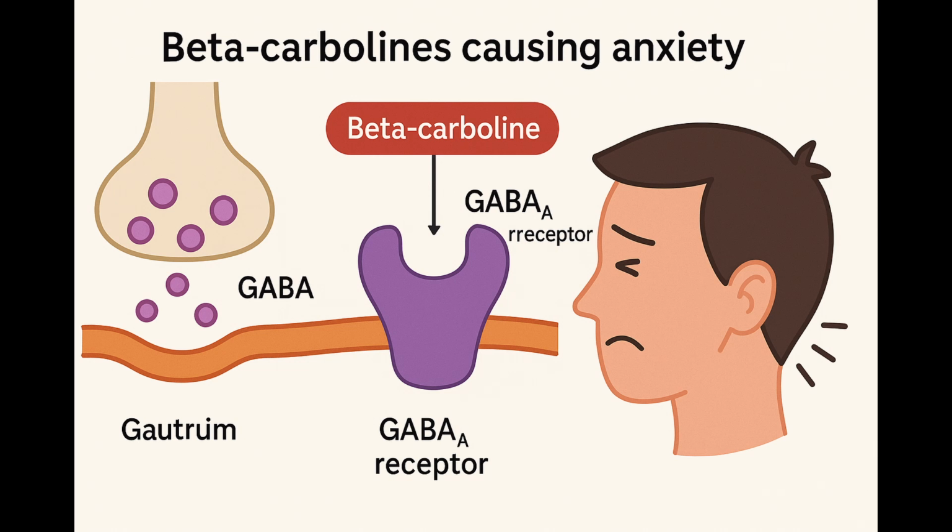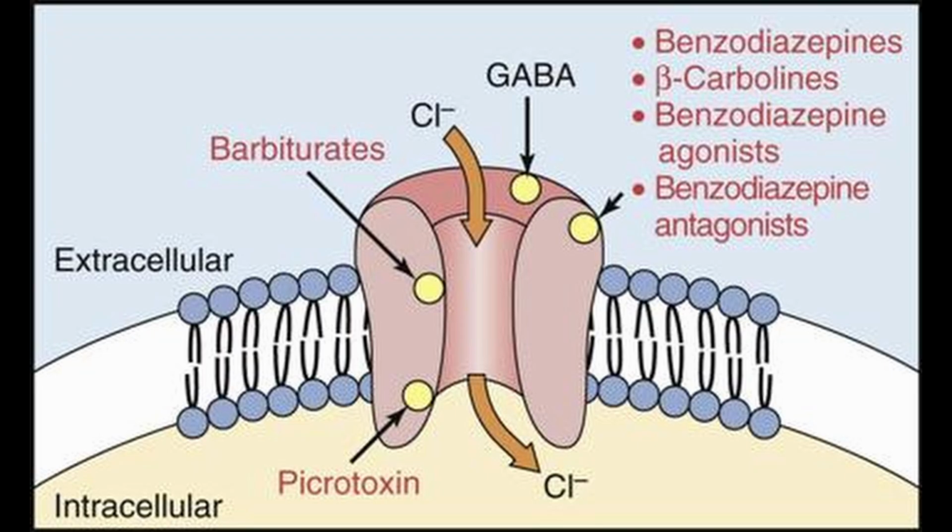Beta-carbolines are a group of chemical compounds that bind to the GABA A receptors in the brain. But instead of calming the brain, like GABA normally does, some beta-carbolines actually reduce the GABA activity. Normally, GABA A receptors, when they are activated, cause inhibition, thereby calming down the brain activity, reducing the anxiety symptoms and promoting relaxation.